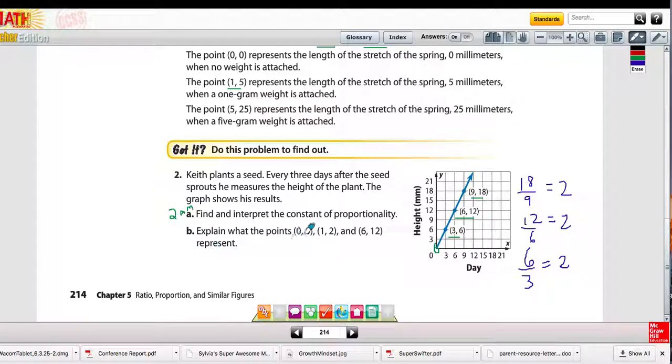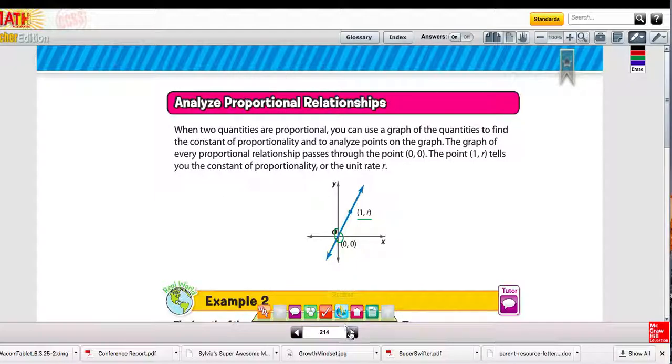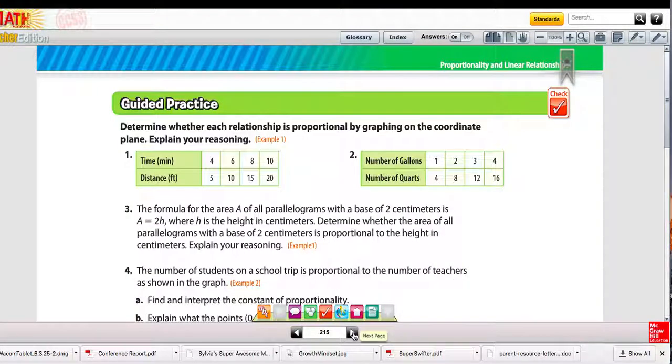So what do the points 0, 0, 1, 2, and 6, 12 mean? Well, obviously at 0 days it's grown 0 millimeters, but at 1 day it's grown 2 millimeters, and at 6 days it's gone 12 millimeters. And this point right here means at 9 days it's grown 18 millimeters. So that is part B of what those mean. Make sure you get those on your note sheet, and you'll have a few example problems to work out independently.